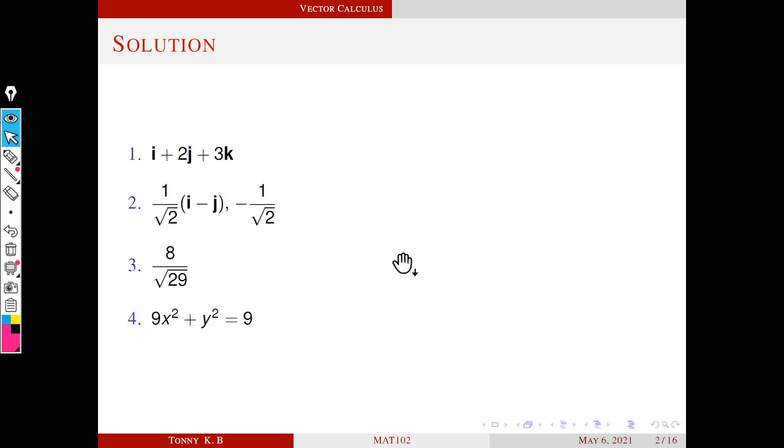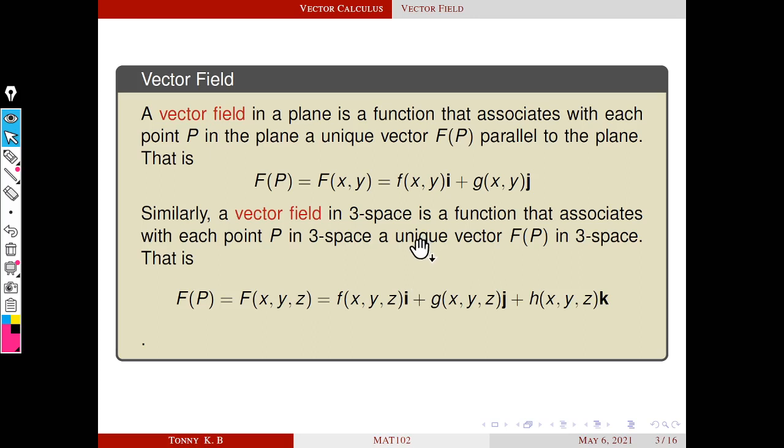Okay, let's start our new session. So this is the formal definition of vector field, and it's a very simple definition. A vector field in a plane, first of all, we consider a two-dimensional plane, is a function that associates with each point P in the plane a unique vector F(P) parallel to the plane. That is, F(P) is a vector valued function. And what is a vector field? We assign a vector at each point using a function.